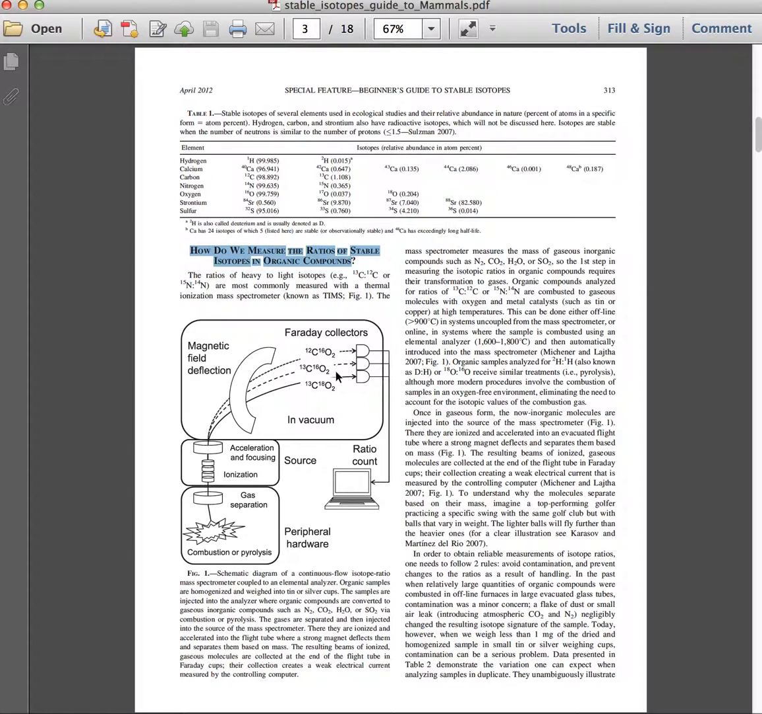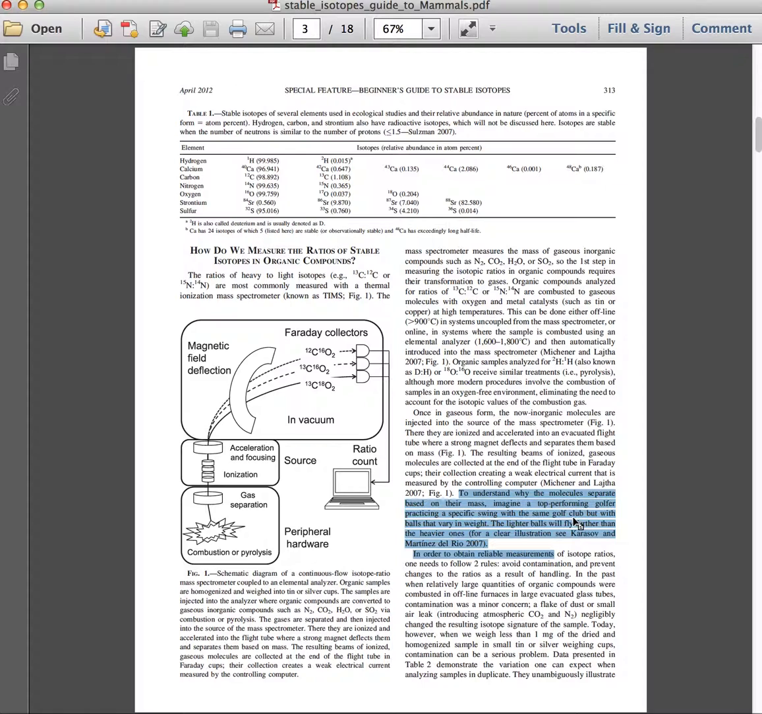There's an excellent analogy in here of, let's see if I can find it, of how molecules are separated when they're put through the process of analyzing for stable isotopes. So please take a look at that for how the mass spec works.